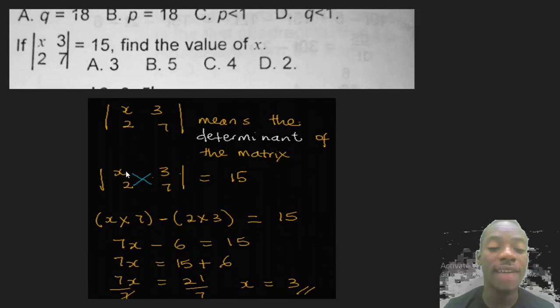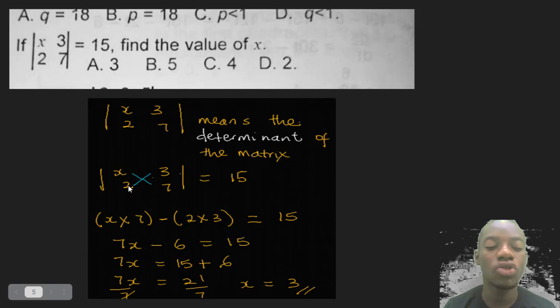Now this symbol, this bar, means determinant of the matrix. How do you find the determinant of a 2 by 2 matrix? Just multiply. It's like you are cross multiplying. I cross multiply it like this. That will come x times 7, that's 7x. Then 2 times 3, and that becomes 6, equals 15.